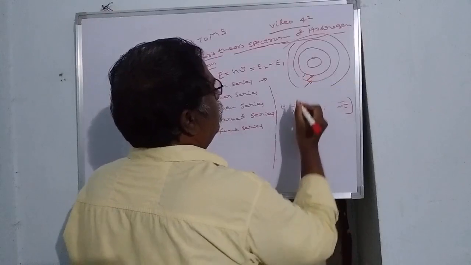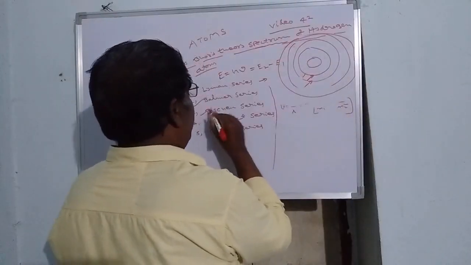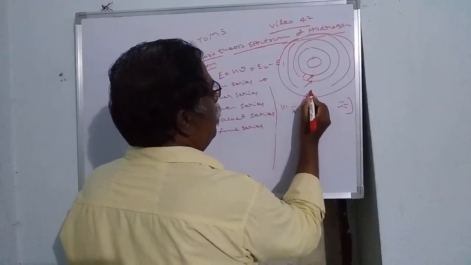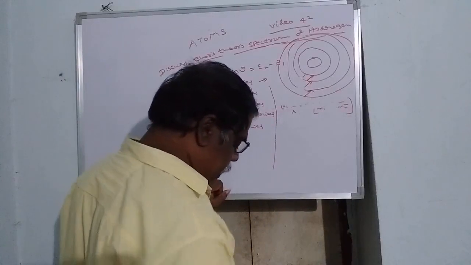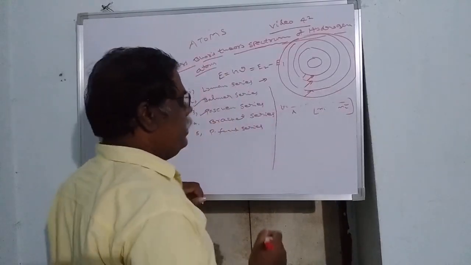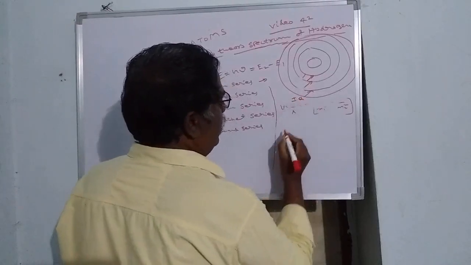Next one. Paschen series, the electron jumps from the outermost orbit to the third orbit. The region will be infrared region. Simply we can say it is IR.